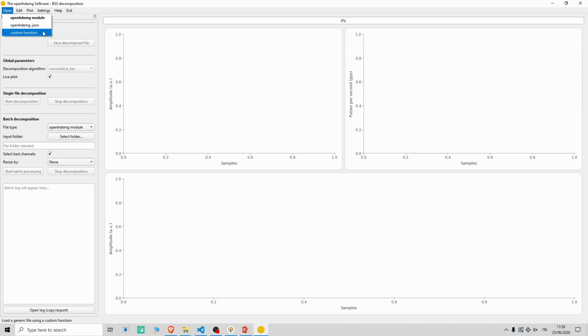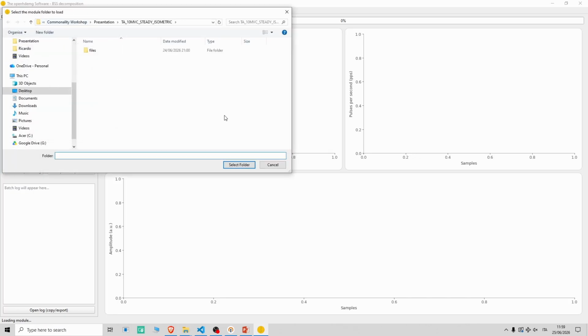Very interesting, you can use a custom function, so you can develop your own function, and this allows you to load in openhdemg, so not just in the software, but in the entire framework. The custom functions will allow you to load virtually any file, so it doesn't matter what tool you are using for acquiring your signal. And then we have the openhdemg module.